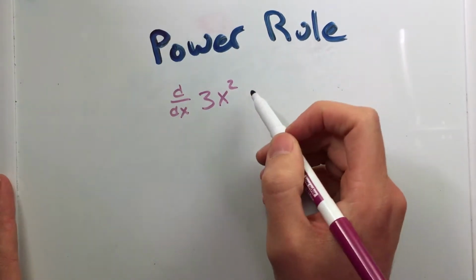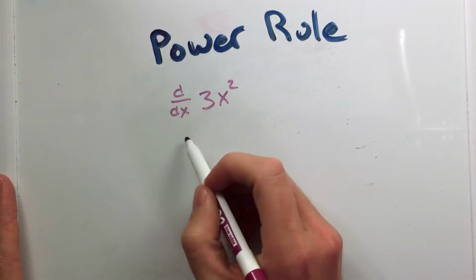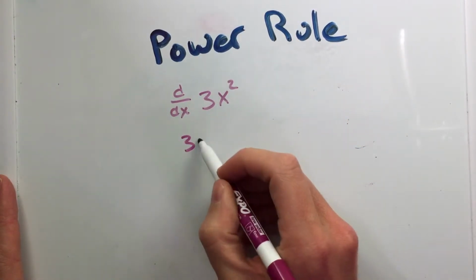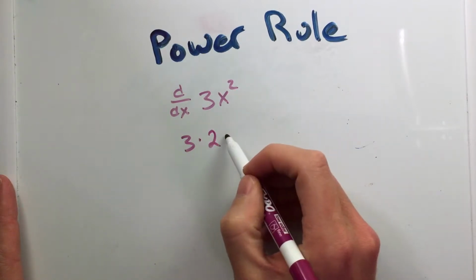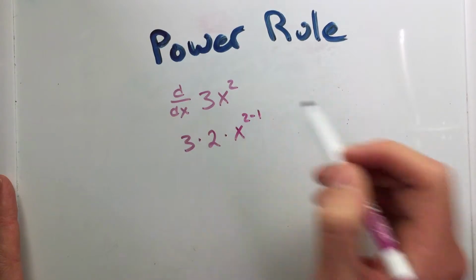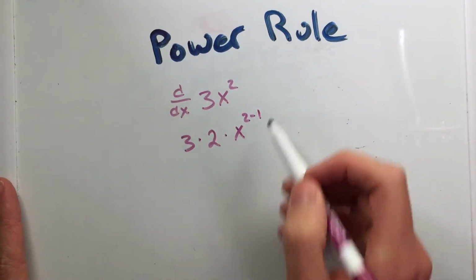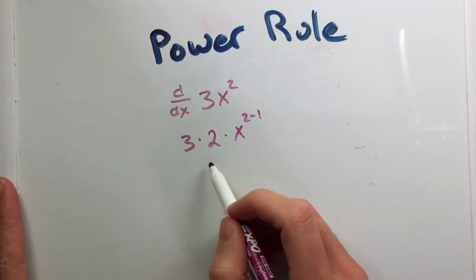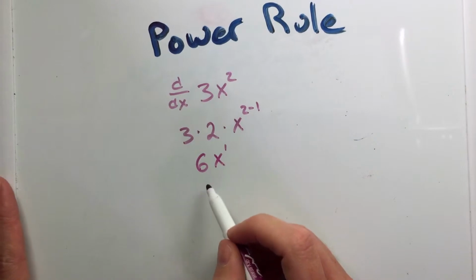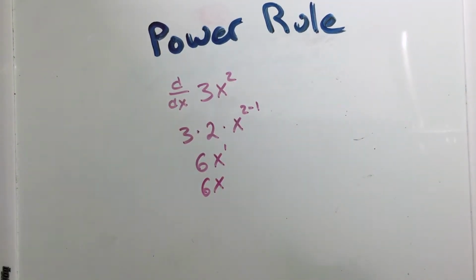So what you're going to do to use the power rule is take this constant and leave it on the outside, and then bring this 2 down in front with multiplication, times x, keeping the variable to the 2 minus 1 power. We're decreasing the power by 1. So 2 minus 1 is just 1, and 3 times 2 is 6, and so now we're left with 6x to the first power, which we can just write as 6x. That's the basics of the power rule.